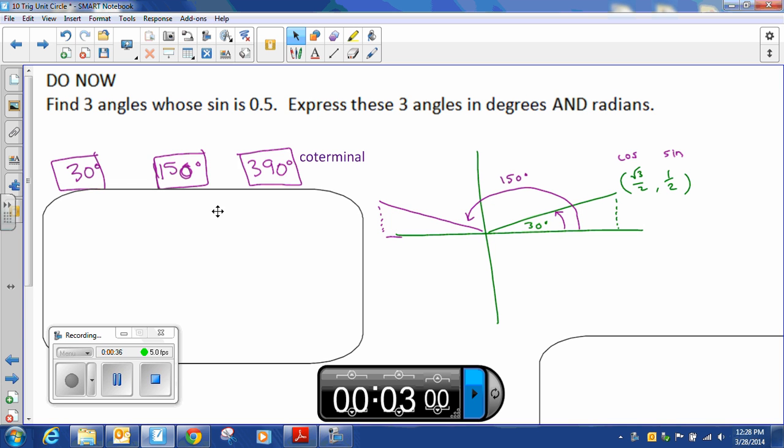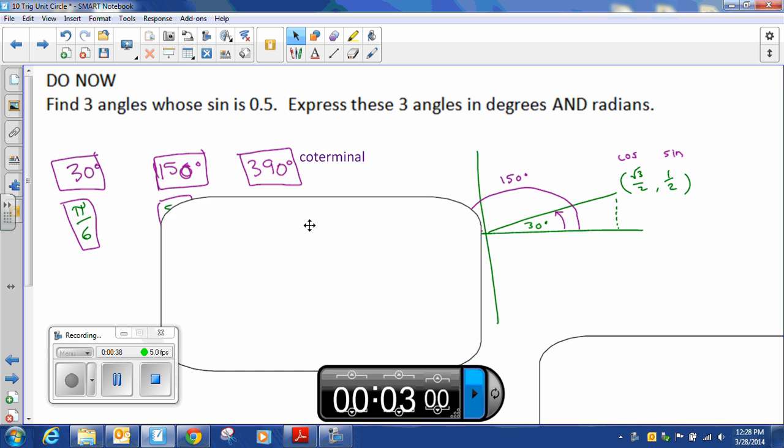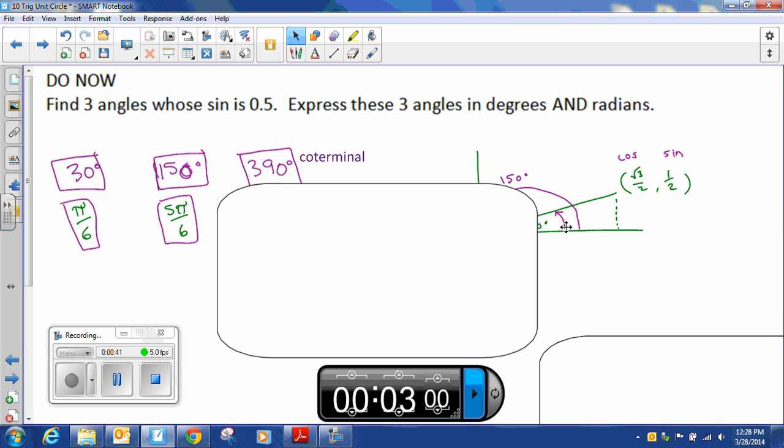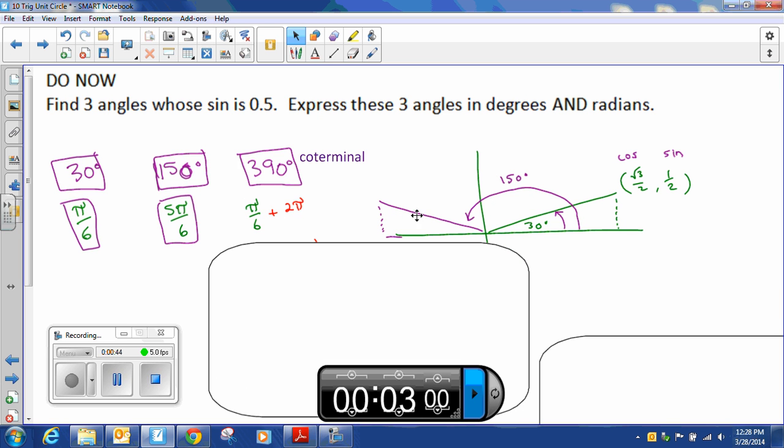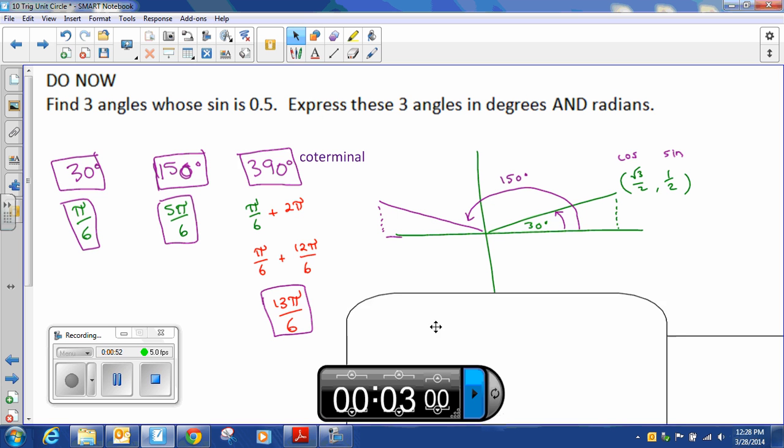Now to express these as radians, we have pi over 6 radians and 5 pi over 6 radians over here. How do we change 390? Well, you can just add 2 pi to pi over 6. Look for a common denominator. We end up with 13 pi over 6.